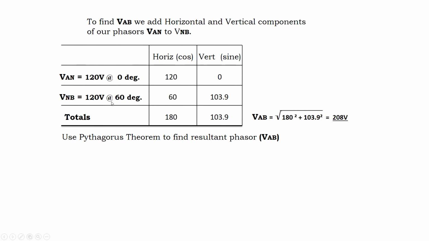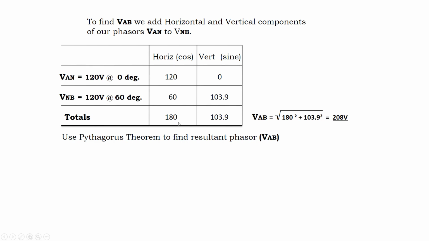And then we'll look at voltage NB, breaking it down into its horizontals and verticals. 120 volts times the cosine of 60 degrees gives us a value of 60. The vertical component of this phasor vector is 120 times the sine of 60 degrees. That gives us 103.9.